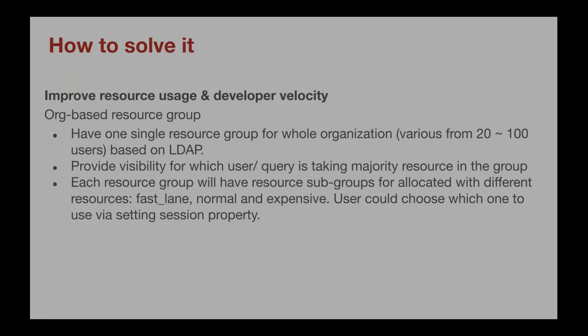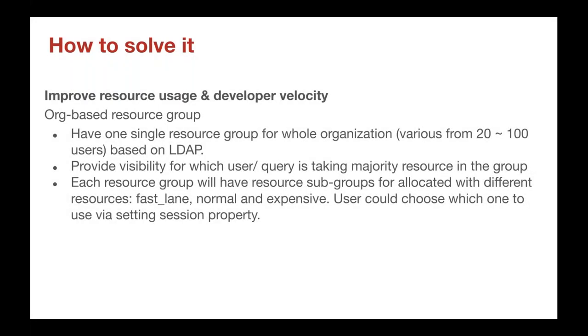For the second dimension, we try to improve the resource usage and improve the developer velocity. The solution we have is that we are launching a project to promote the ARC-based resource group setting configuration to all Presto clusters. Basically, we don't want to limit the user to running a query per user per client. Instead, we want to set the resource constraint on the whole organization level.